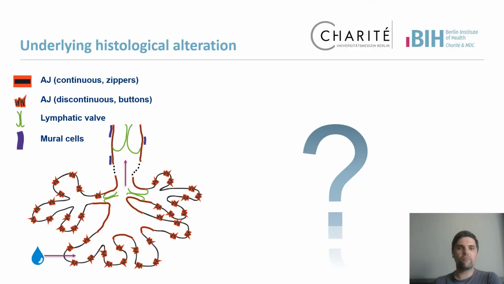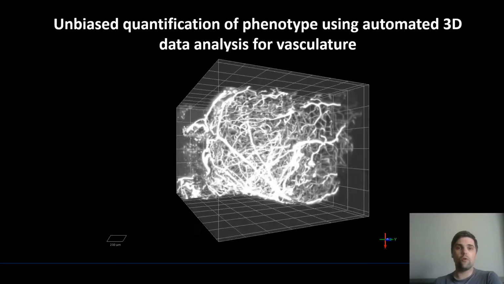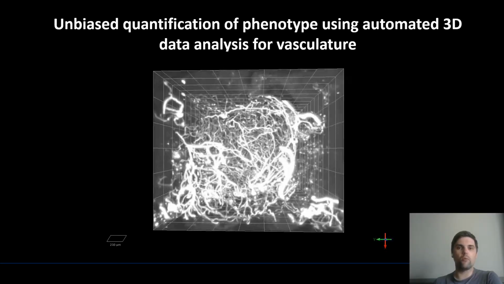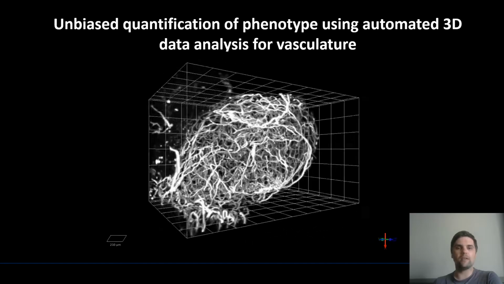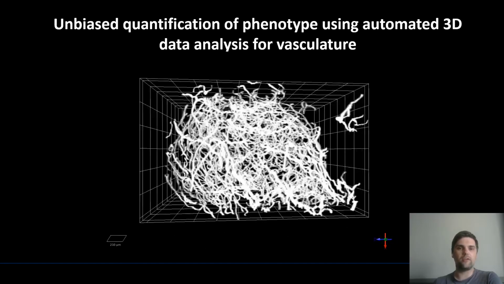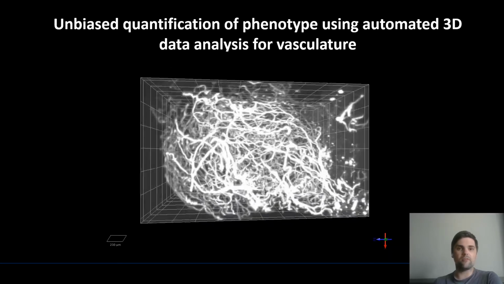So using this approach, we are now able to identify the underlying phenotype, in this case a hyperplasia of lymphatic vessels. As we want to go one step further and not only perform a qualitative but a quantitative analysis, we've developed unbiased analysis algorithms for quantification in three-dimensional space, in this case of the blood vasculature.